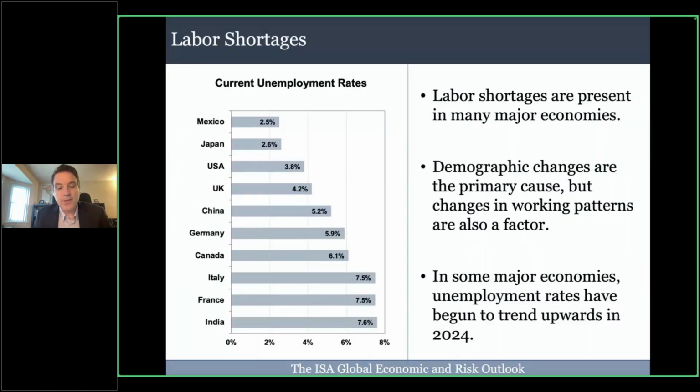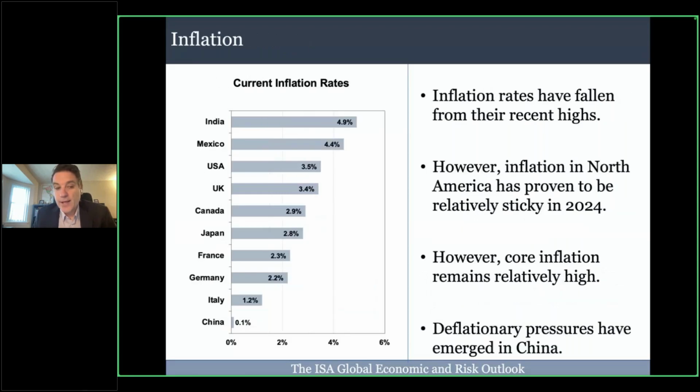Some of the economic risks we're looking at, of course, labor shortages persisting in many parts of the world. We've seen unemployment rates start to rise in Europe, where the economy, as you've seen, is not doing quite well. But in other parts of the world, labor shortages remain a significant threat and a significant factor in raising inflation rates. Inflation rates have not fallen as far as expected here in the U.S. In fact, they've risen over the last couple of months. It's up to 3.5%. This is likely to come down slightly in the months ahead, but not significantly.